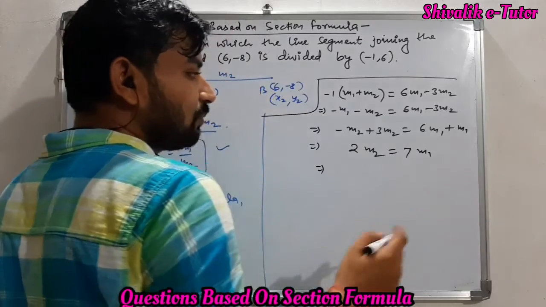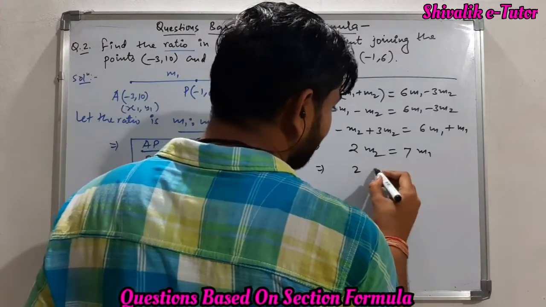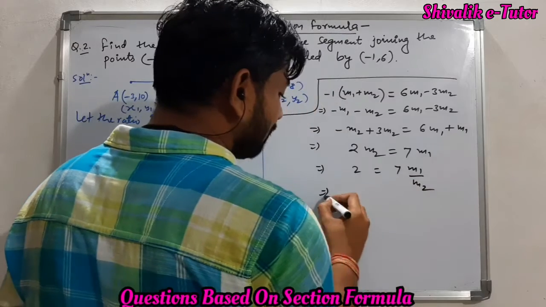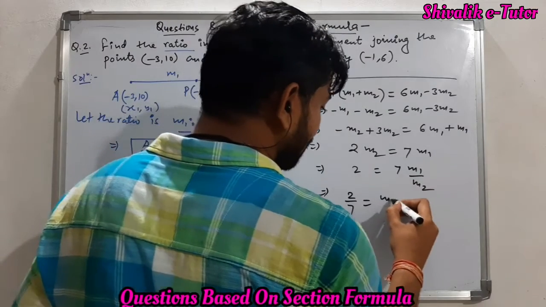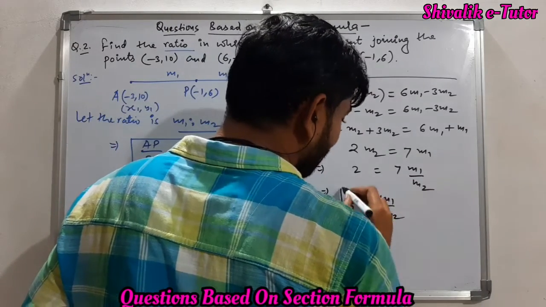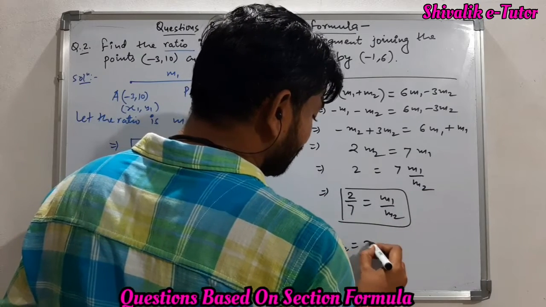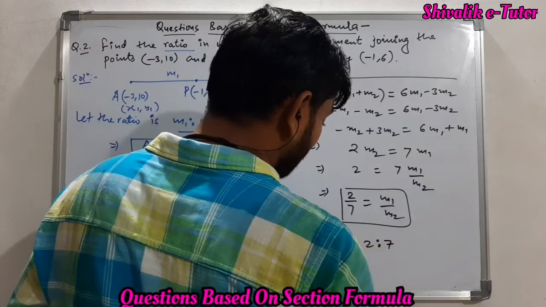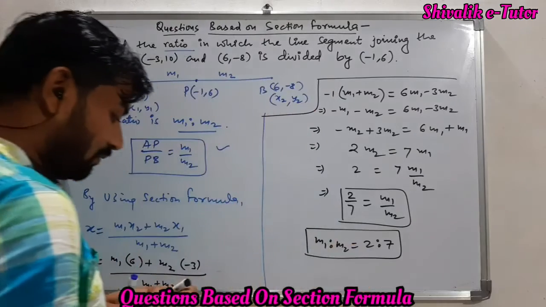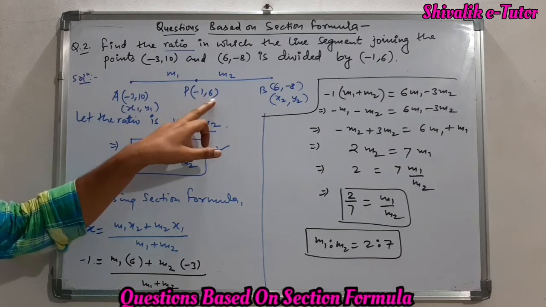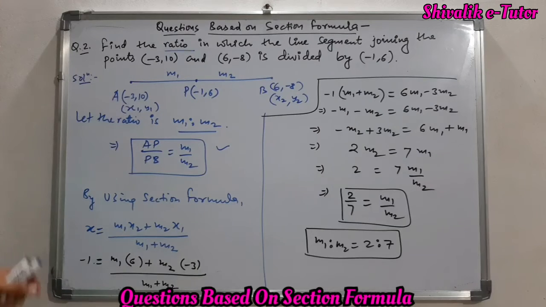Clearly we want the ratio m1 upon m2, so m2 can be taken there, so 7m1 upon m2. Now this 7 can be brought here, so 2 upon 7 is m1 upon m2. So the required ratio m1 ratio m2 is nothing but 2:7. So this is what we are getting from solving the x coordinate only. The same can be done by using the y coordinate. So let me come to that.